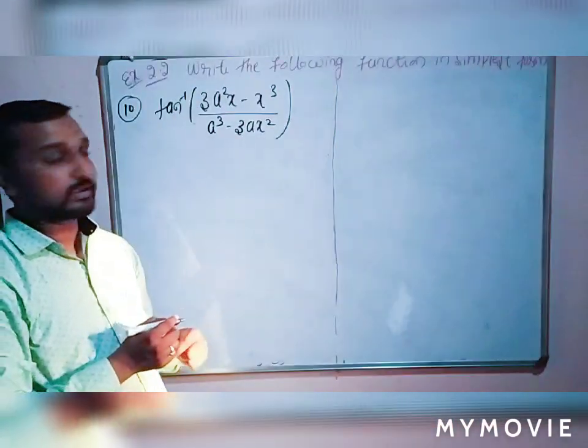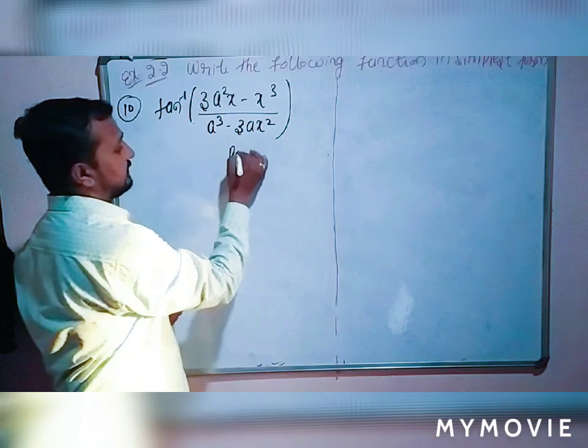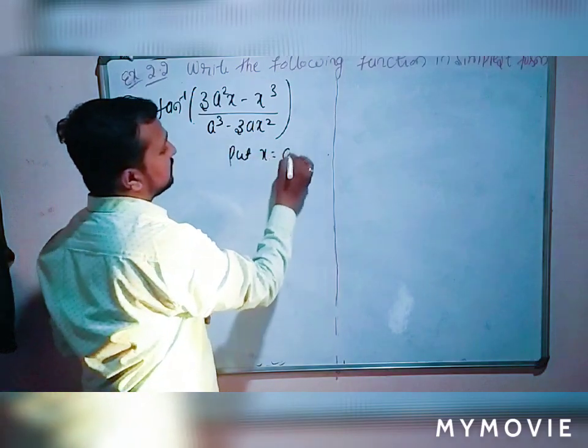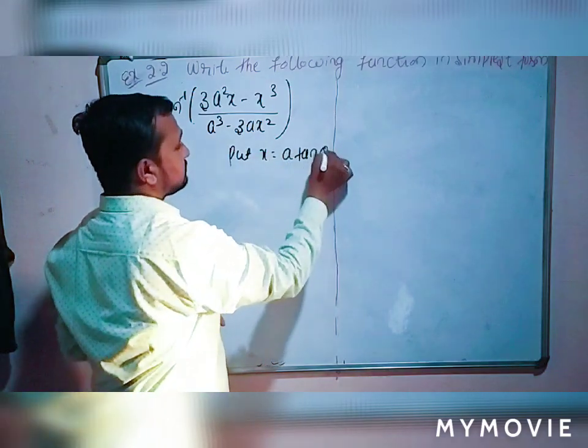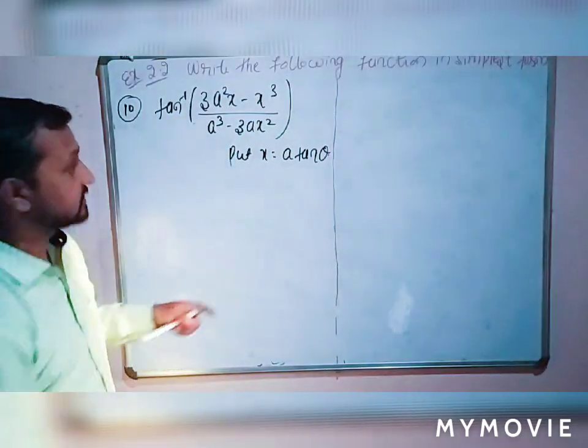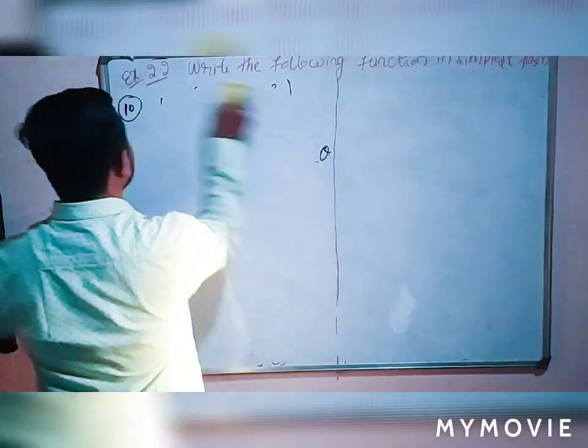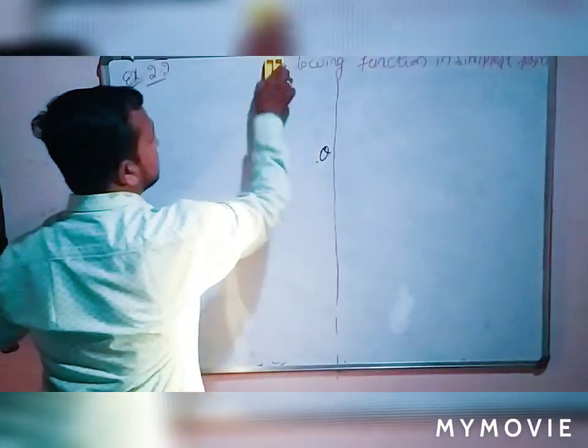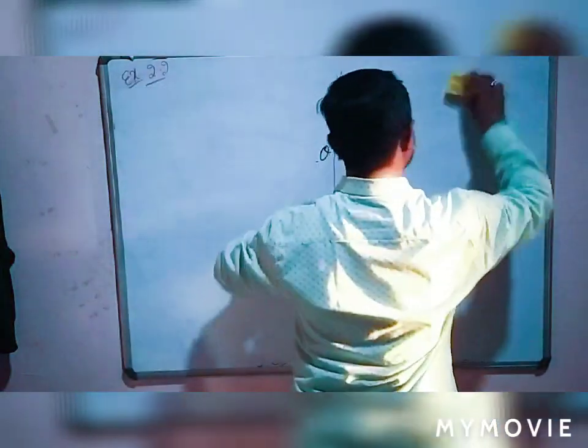Same as this. Okay. In this example, I can give some hint: put x equal to a tan theta. We'll get that. Is that clear? Try it yourself, students. The next part.